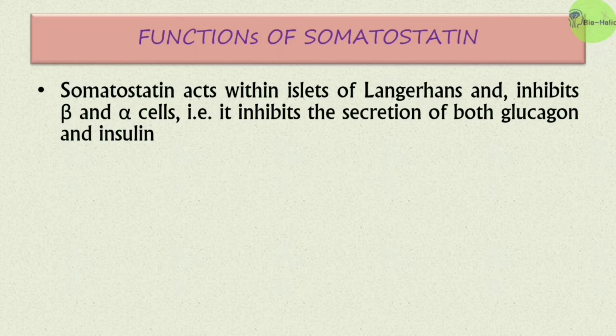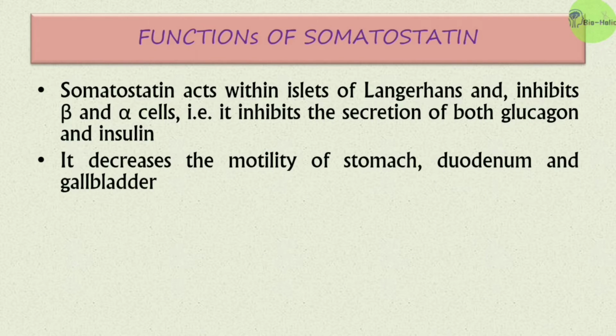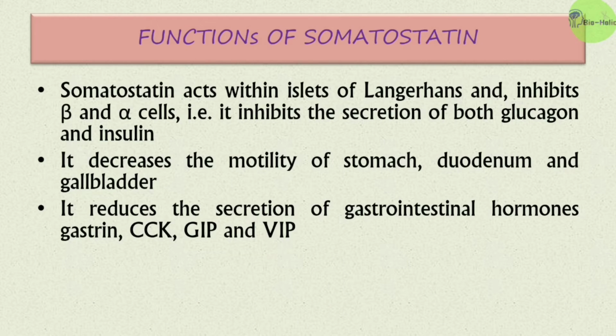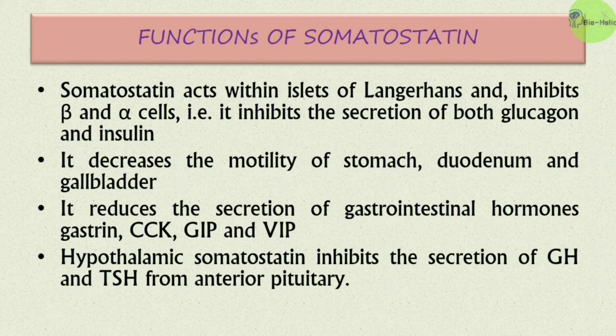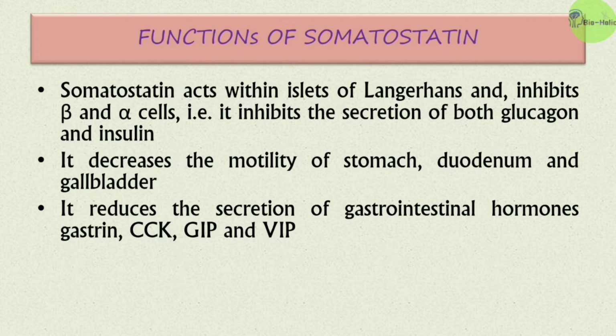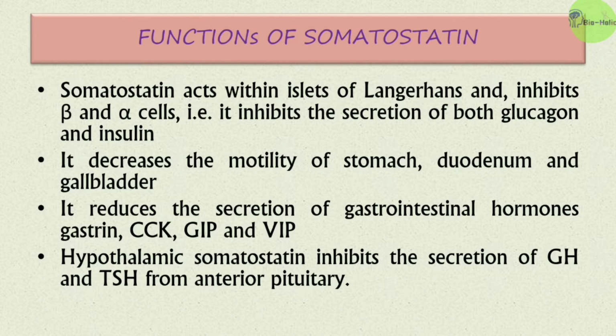Somatostatin acts within the islets of Langerhans and inhibits the beta and alpha cells, that is, it inhibits the secretion of both glucagon and insulin. It decreases the motility of the stomach, duodenum and gallbladder. It reduces the secretion of GI hormones: gastrin, cholecystokinin, GIP and VIP. We will learn later about the GI hormones in detail. And lastly, the hypothalamic somatostatin inhibits the secretion of GH, that is growth hormone, and TSH, that is thyroid stimulating hormone, from the anterior pituitary.